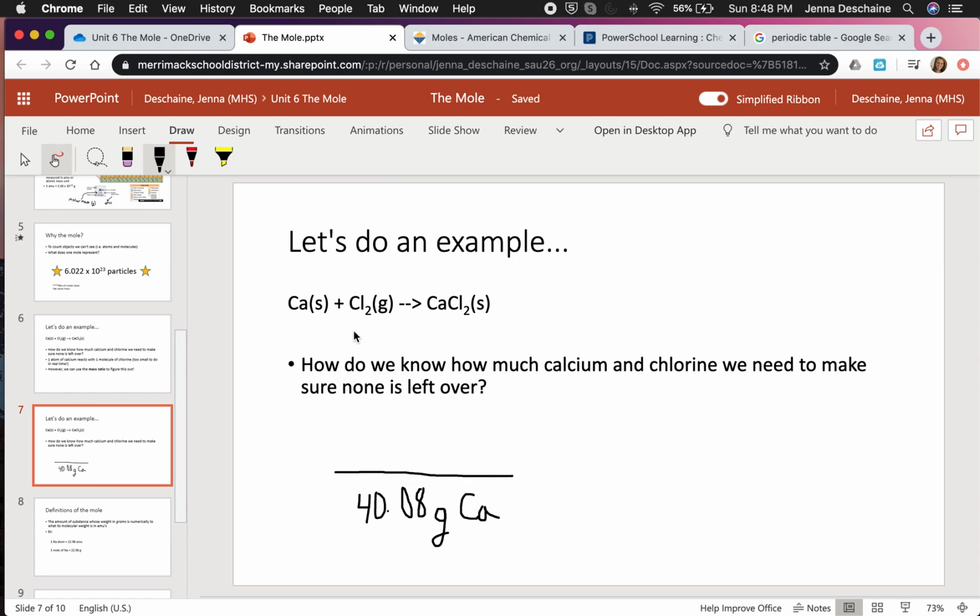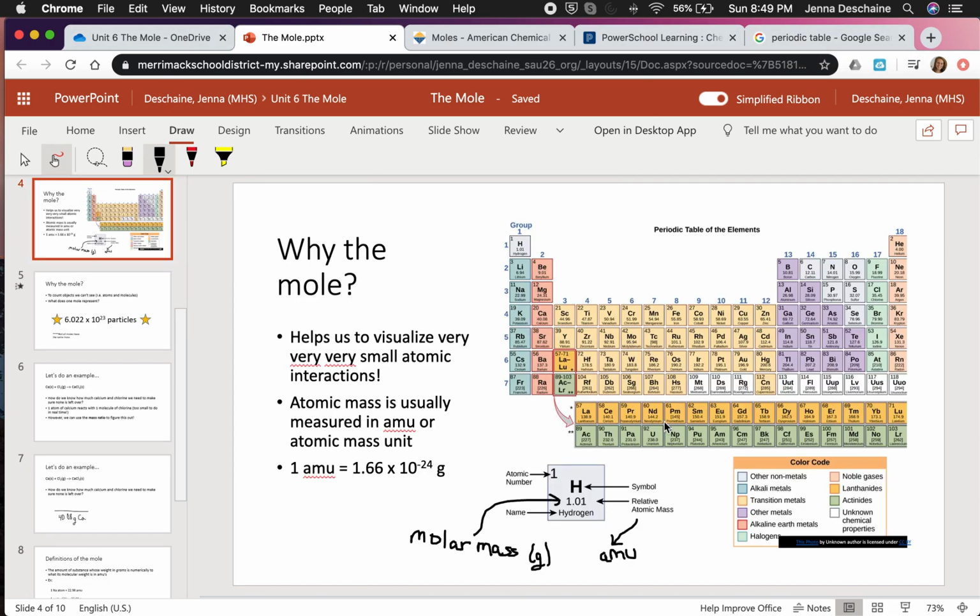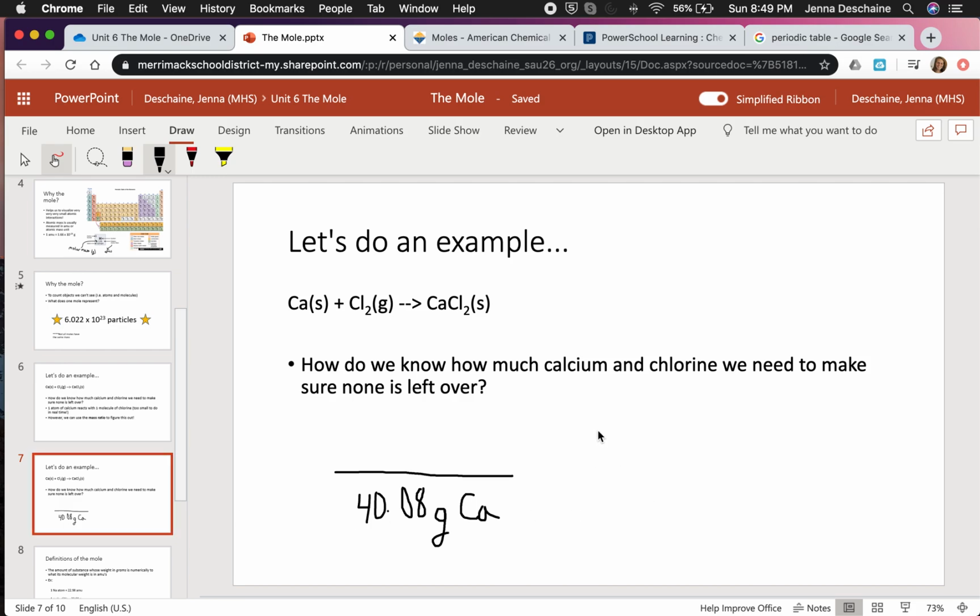And then I have 2 atoms of chlorine. Okay, so I need to account for the mass of both of those chlorine atoms. All right. And so if I look back at the periodic table, chlorine has a mass of 35.45. So I would take 35.45 and multiply that by 2 because I have 2 chlorine atoms. Each of those has a molar mass of 35.45.